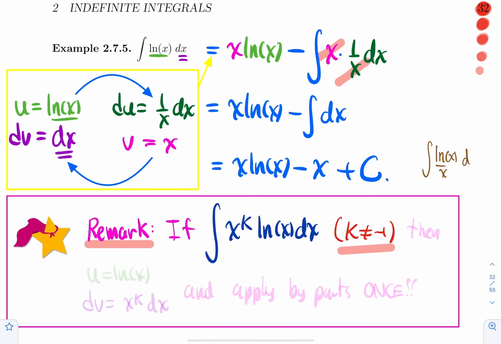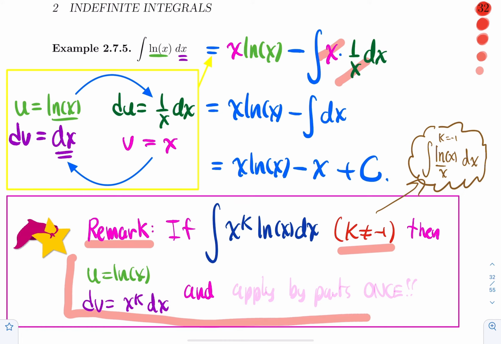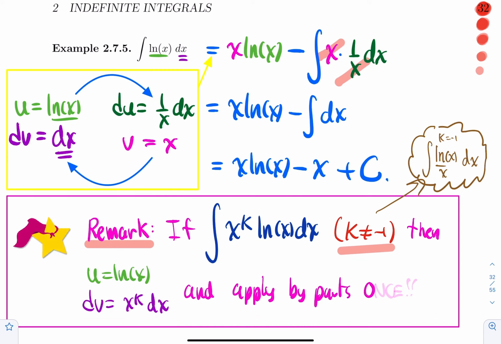So if you have a power of x times ln of x, then always, always, always, you will put ln of x inside u, because you can only differentiate ln of x. And then dv will be the power of x dx. And to finish this question, you will apply the formula. You will apply by parts only once.